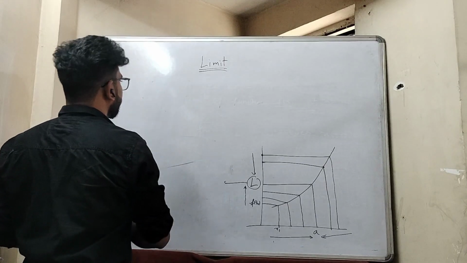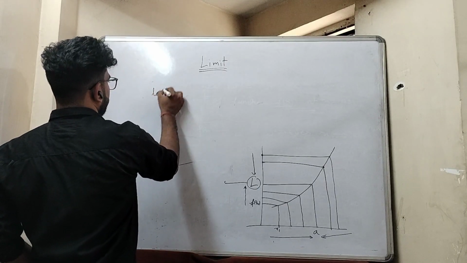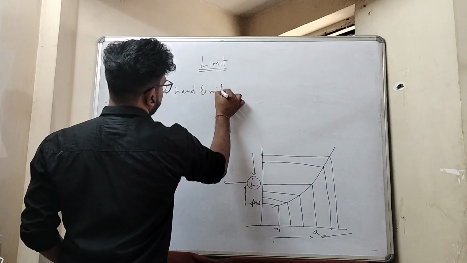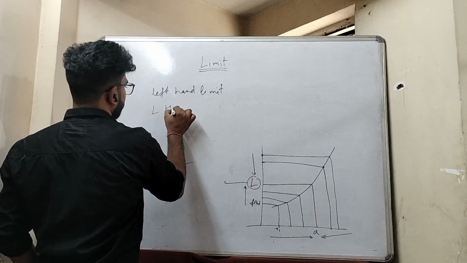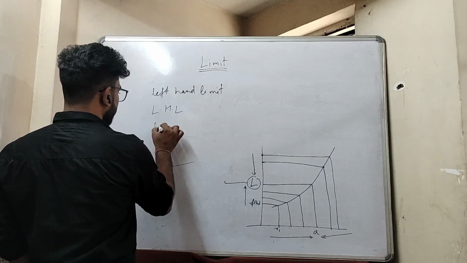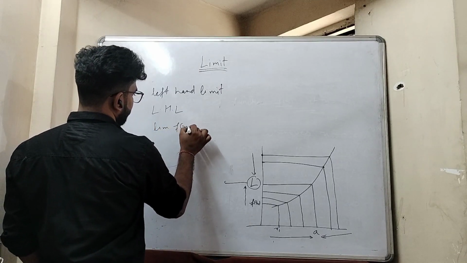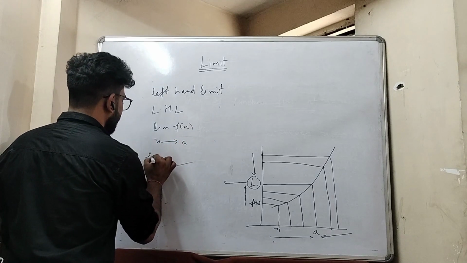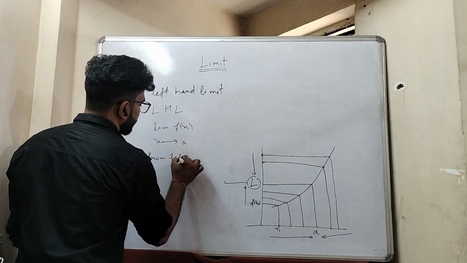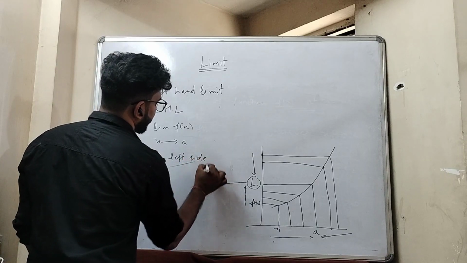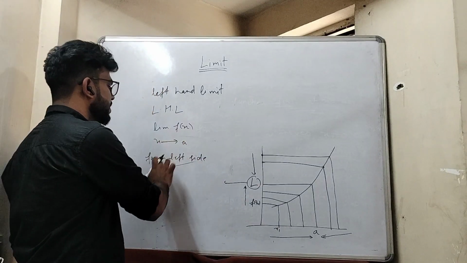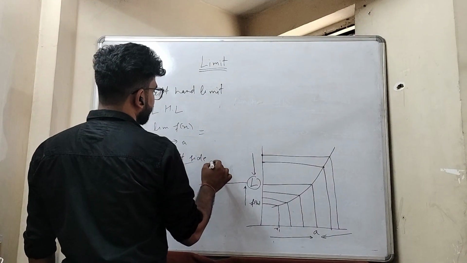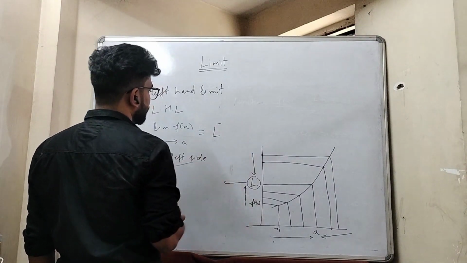So what is the left hand limit? It is the limit of f of x when x approaches point A from the left side. When you are approaching point A from the left side of the point A, the limit so obtained is called the left hand limit. Let us denote this like this.